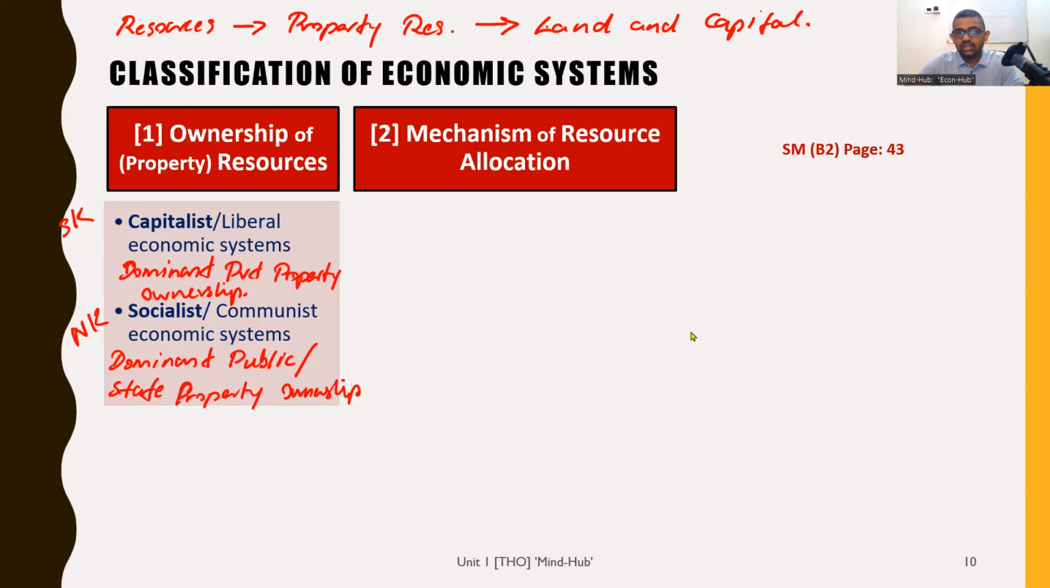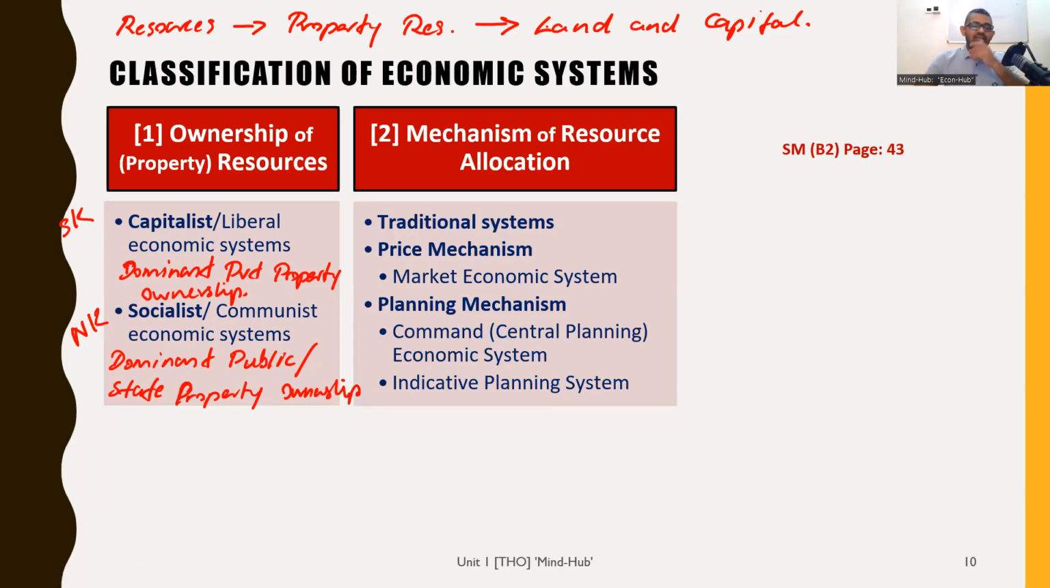Then, based on the mechanism of resource allocation, we identify 3 main economic systems. We have traditional economic systems. Now, Buddha, when we say mechanism of resource allocation, remember, there is another way this is said. Sometimes in the exam question, the examiner will say, and you can write it somewhere when you write the note, not now: based on the method of solving basic economic problems.